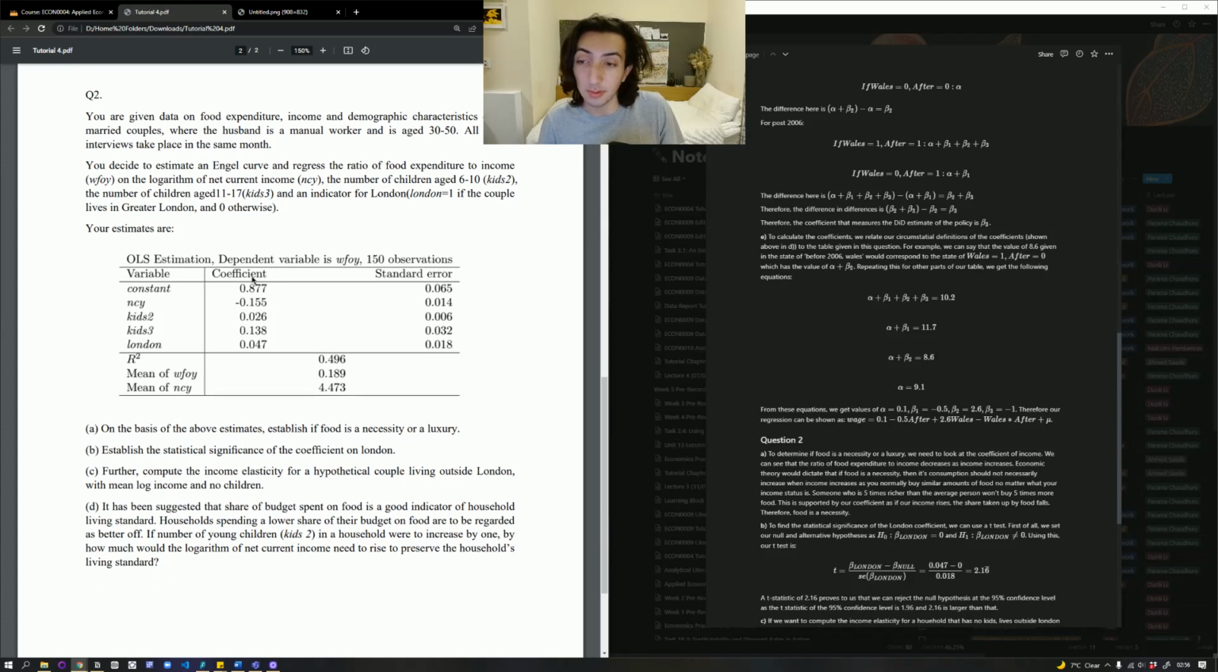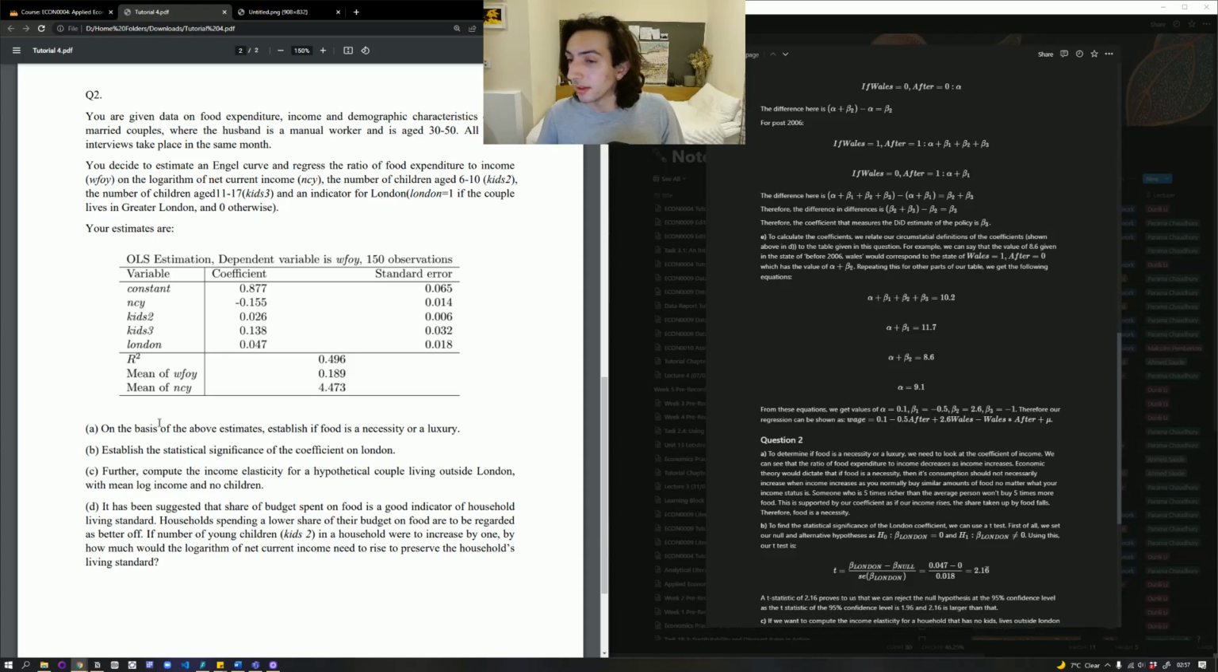So we can see here we've got some coefficients for our variables. We've got a constant of 0.877. There is a negative relationship between net current income and the ratio of food expenditure. The number of kids increases the ratio of food expenditure, which is completely fine because kids eat everything, don't they? And living in London slightly increases the ratio that you're spending.